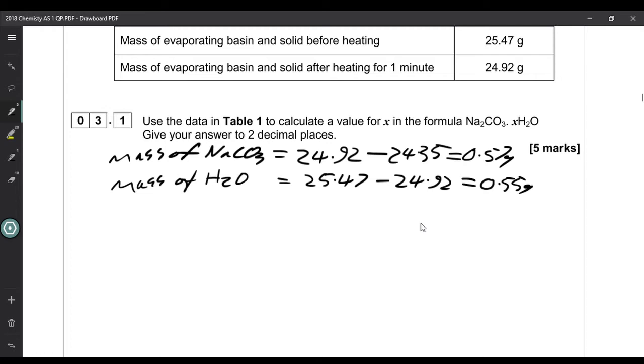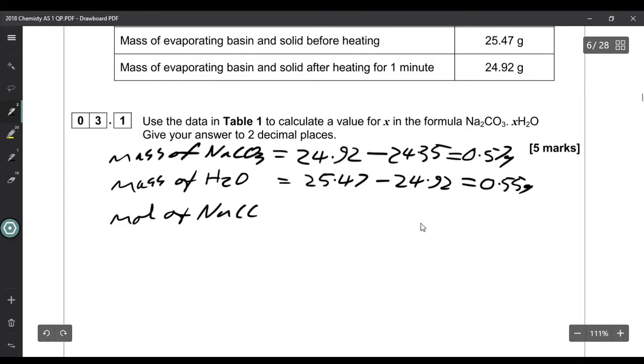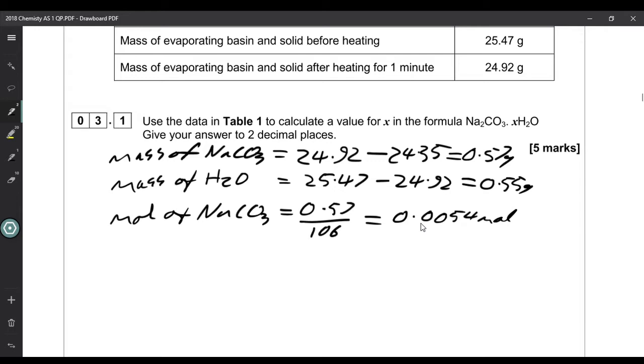So now we've got the masses of each of those, we've got to work out how many moles of each they are. So the moles of Na2CO3 is going to be our mass of sodium carbonate, 0.57, divided by the molecular mass of sodium carbonate, which is 106, and that comes out to be 0.0054 moles of sodium carbonate.